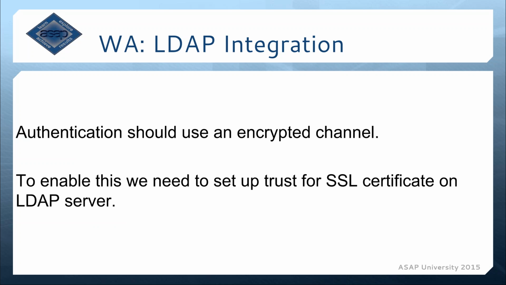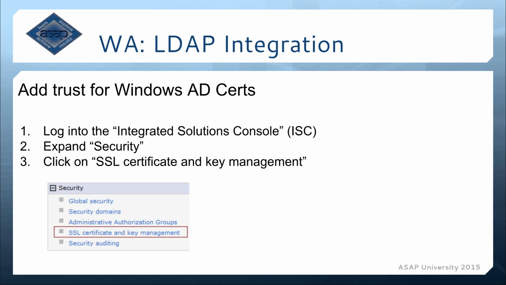All right, so now we're going to go into how we do it. The first thing we're going to have to do is set up an encrypted channel, because you really don't want user IDs and passwords going through your network in clear text. You want it encrypted, so you want an SSL connection between your LDAP server and your WebSphere server. And so we need to trust the certificates between LDAP and your WebSphere. So the first thing you will need to do is log into your Integrated Solutions console.